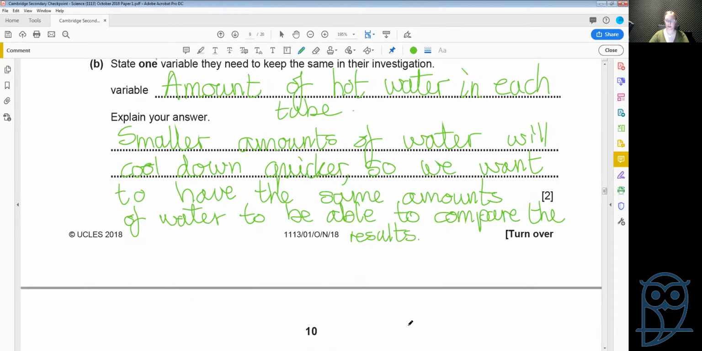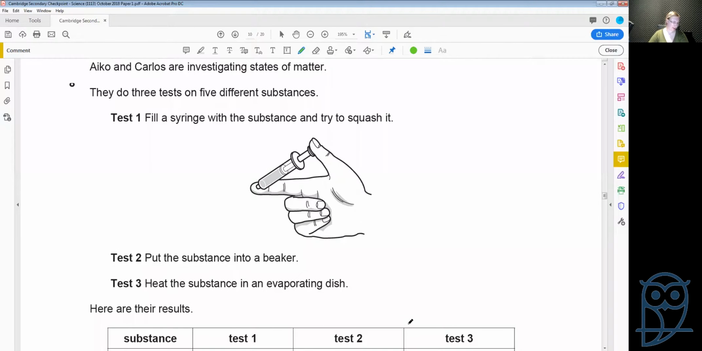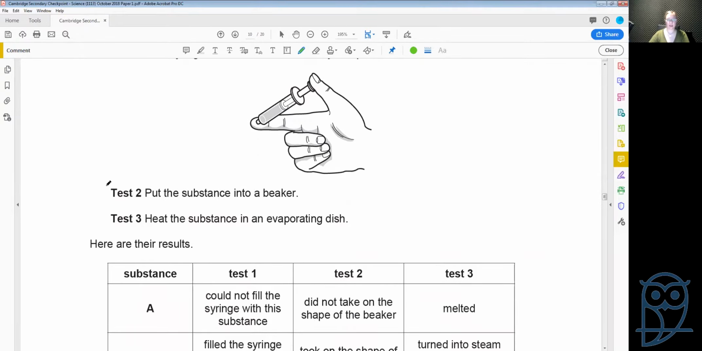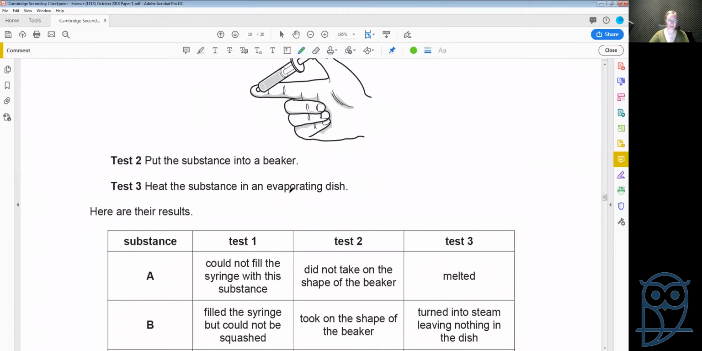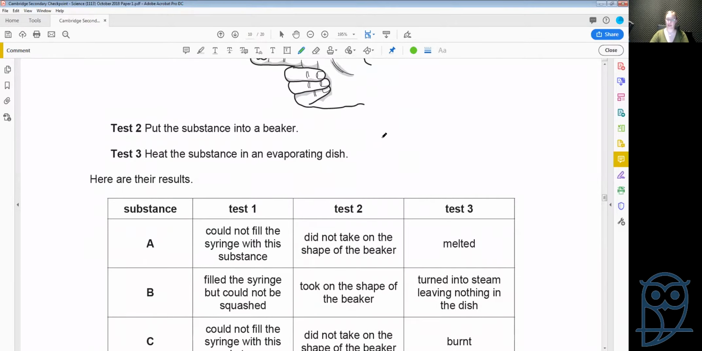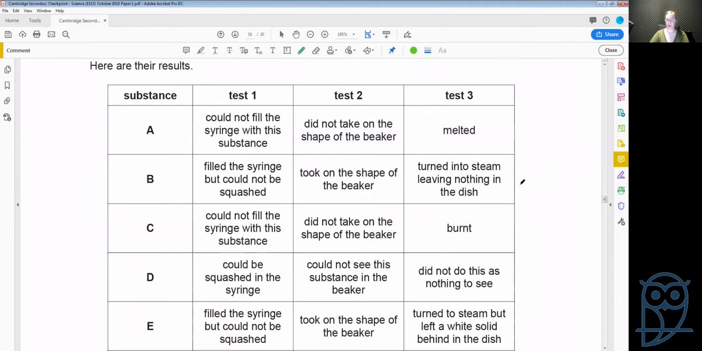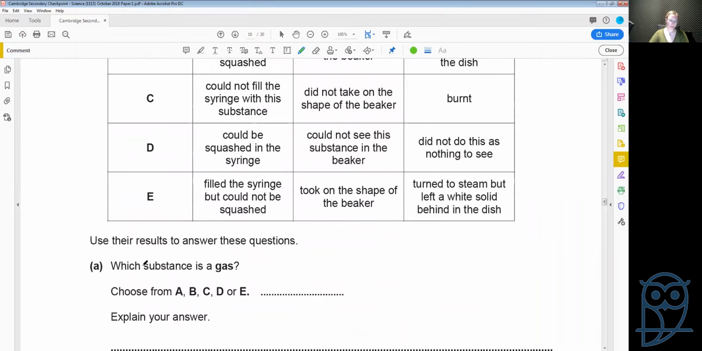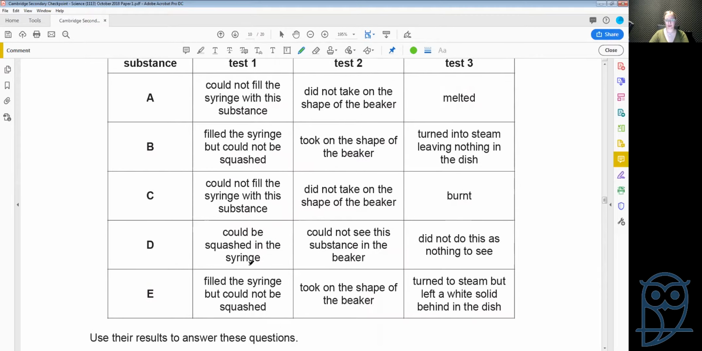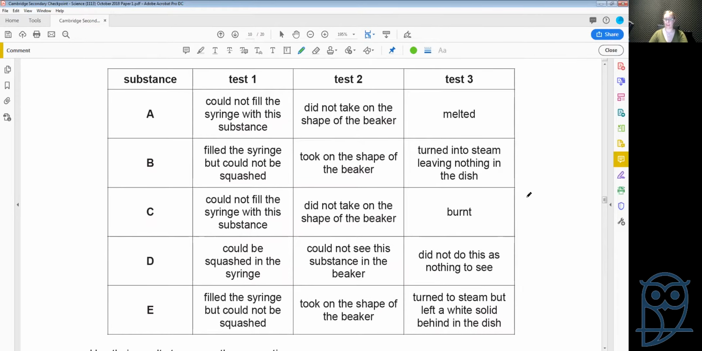Okay, there we go. So question 8 says, Aiko and Carlos are investigating states of matter. They do 3 tests on 5 different substances. So test 1 is to fill a syringe with a substance and try to squash it. Test 2 is to put the substance into a beaker, and test 3 is to heat the substance in an evaporating dish. And then they write out a table with their results. Okay. So the question is going to ask here, which substance is a gas? So let's go through these substances and see what happened.